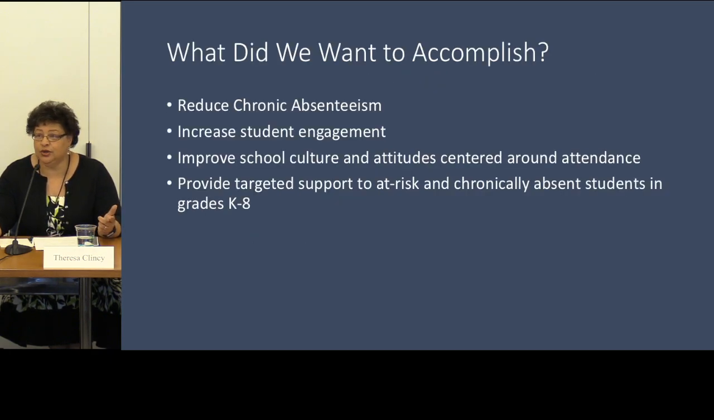So we knew what we needed to do, and we developed goals that we wanted to accomplish. One goal was we needed to really figure out were we taking accurate attendance, and that was questionable as to how we were taking attendance. We also wanted to reduce chronic absenteeism, and our overarching goal is for every school to reduce chronic absenteeism to 5% or below. We wanted to increase student engagement, and we were looking at two measures. One is suspension rates, and the other was chronic absence rates. We wanted to improve school culture attitudes about attendance, and we wanted to provide targeted support to students who were chronically absent, and really grades K through 8, but also in the high school.